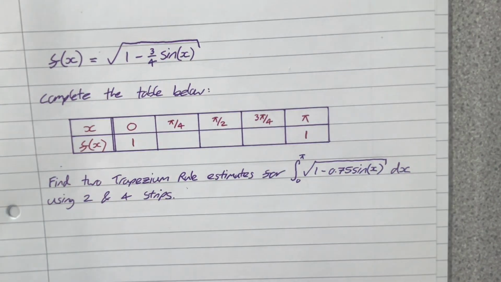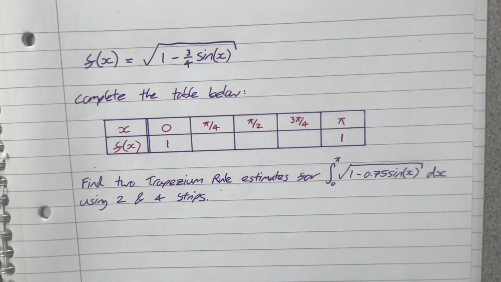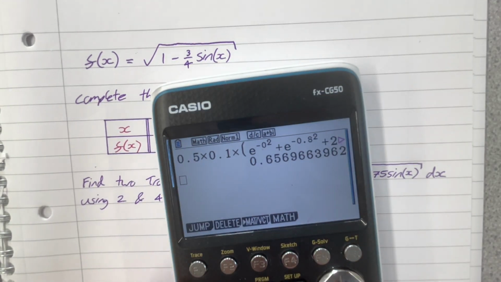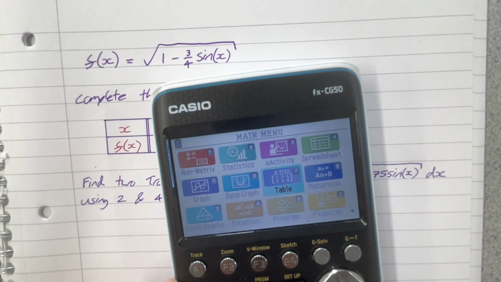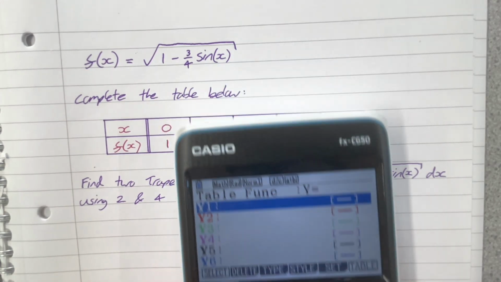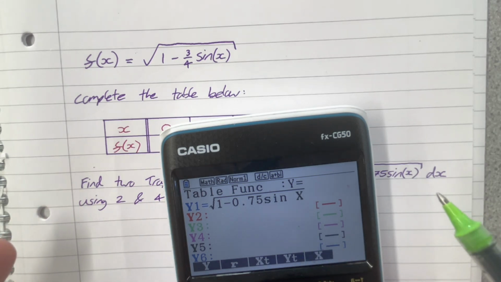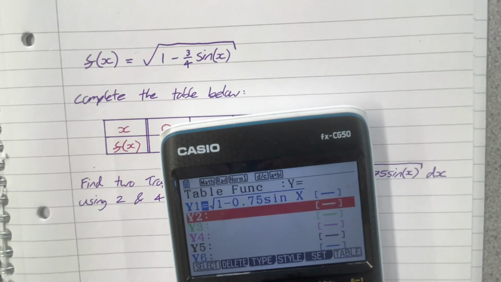All right. Second example. f of x equals the square root of 1 minus 3/4 sine x, and initially we're asked to complete the table. So I'm going to go into table mode on my calculator, because that's just going to make it easier to calculate. So menu, table mode, delete anything that's in there, don't need that. And my function is going to be the square root of 1 minus 0.75 times the sine of x. And we must make sure we're in radian mode, because we're using calculus essentially on trigonometry. So make sure you're in radian mode.